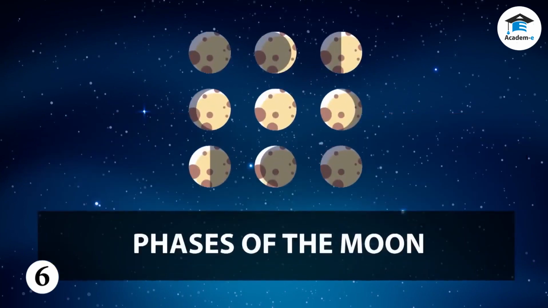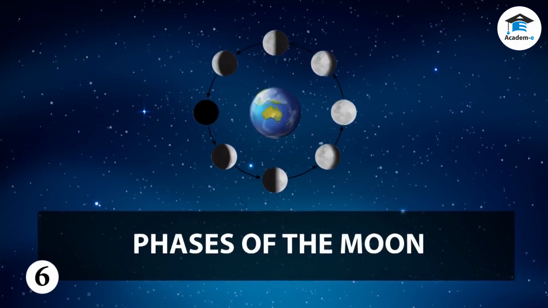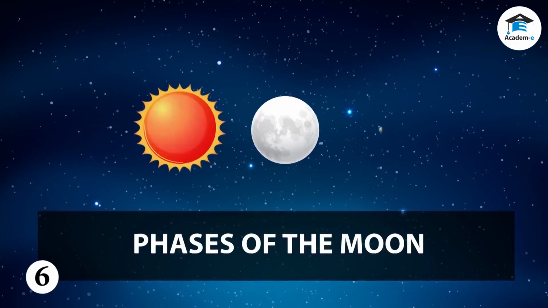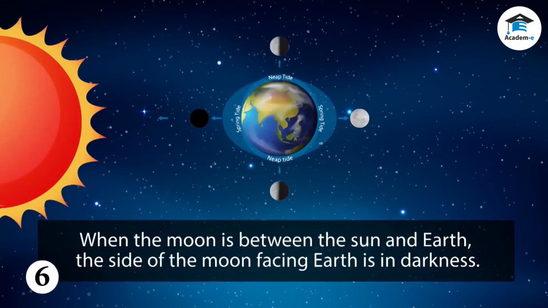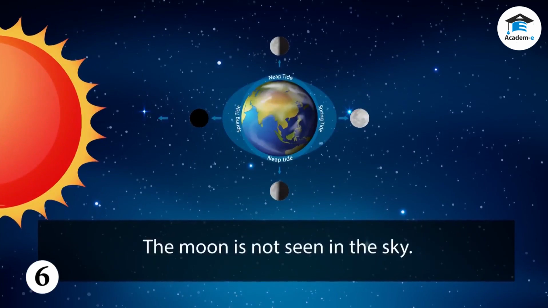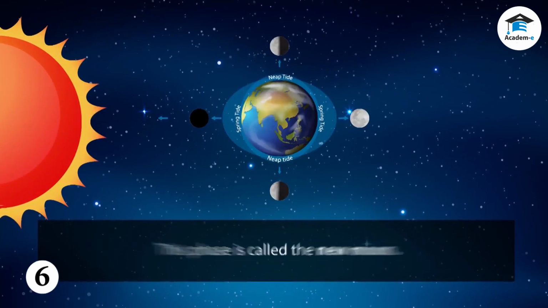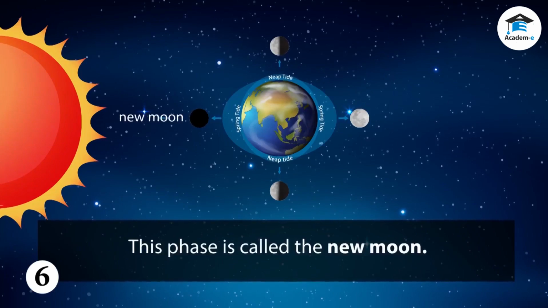The appearance or phases of the moon changes within a month. This change in phase is due to the different shadows that the sun casts on the moon as it moves around the Earth. Its appearance depends on its position in relation to the sun and Earth. When the moon is between the sun and Earth, the side of the moon facing Earth is in darkness. The moon is not seen in the sky. This phase is called the new moon.